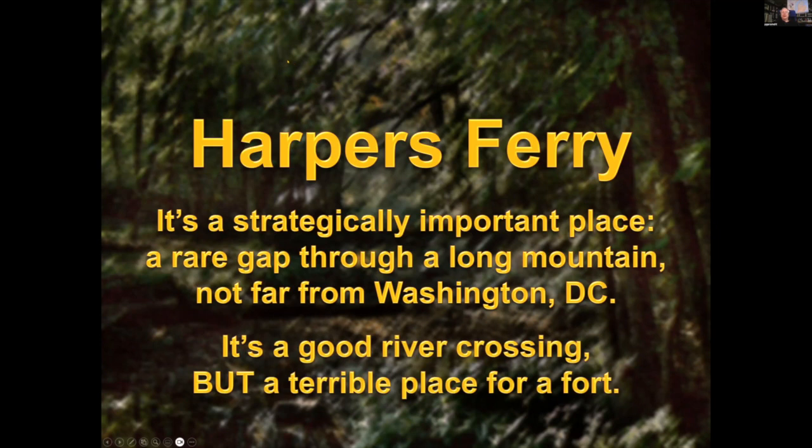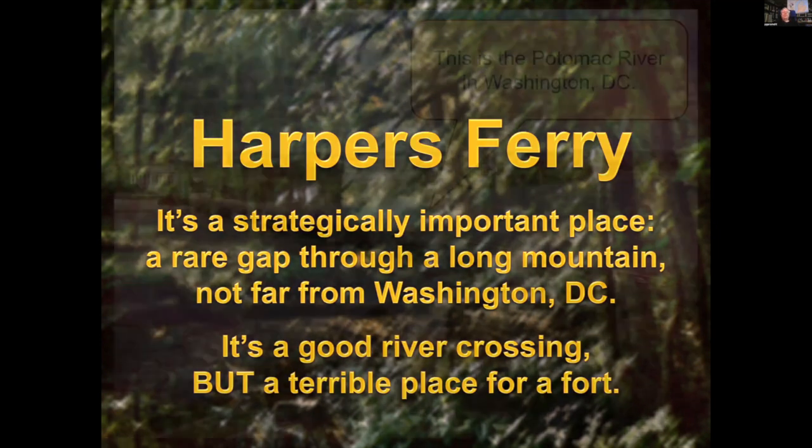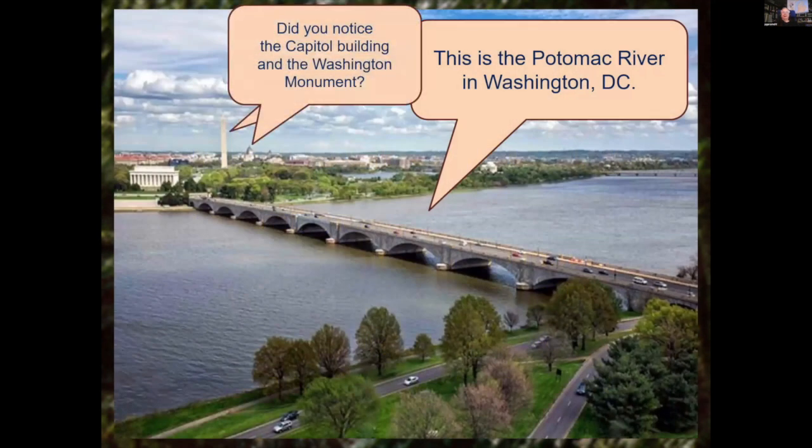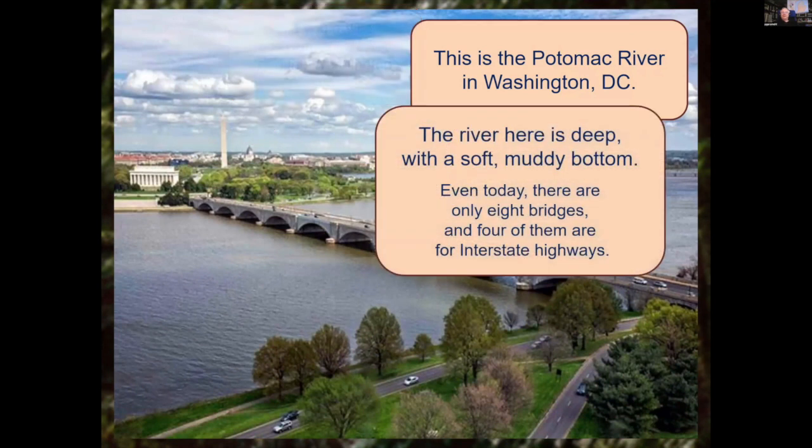It's a great river crossing. It's a terrible place to build a fort. Now, here's the Potomac River in Washington, D.C. There's the Capitol and the Washington Monument. The river is deep here with a soft and muddy bottom.